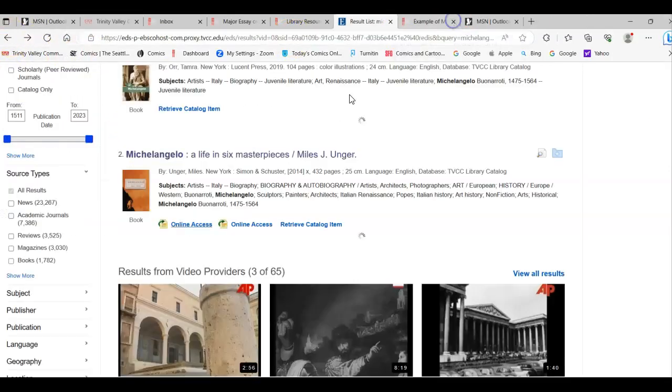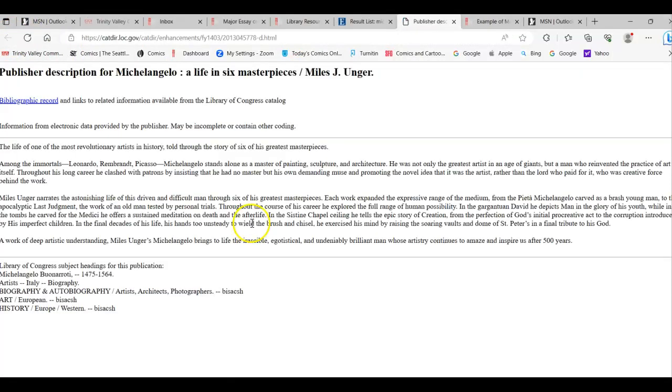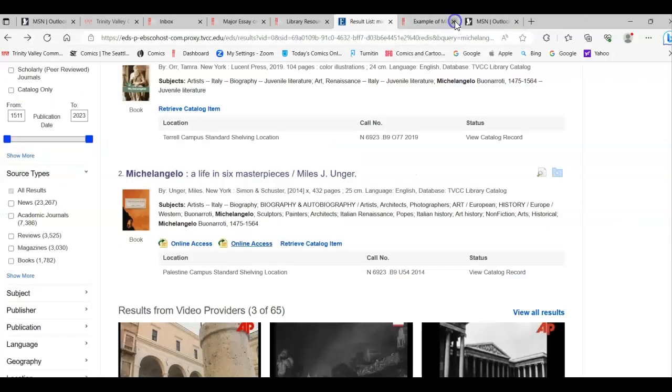And that's not the one. Let's see if this is it. So it looks at the Pietà. You have other aspects they did, where it talks about David, and then the other aspects they did. So I'm trying to find it.